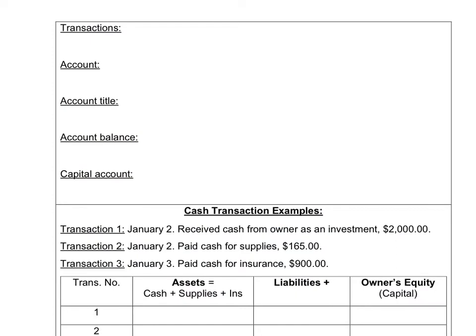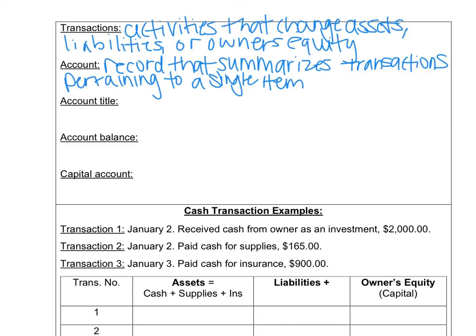Now we're going to look at some different transactions that affect the accounting equation. So let's go ahead and define transactions. It's activities that change assets, liabilities, or owner's equity. And then the record that summarizes these transactions pertaining to a single item is an account. So we have different accounts for several different assets and liabilities. For example, cash, supplies, insurance, and the list goes on.